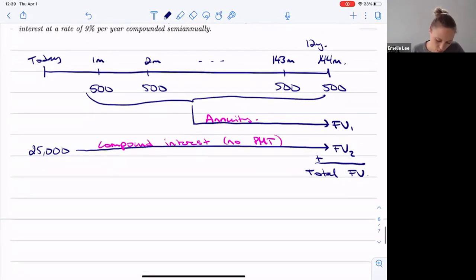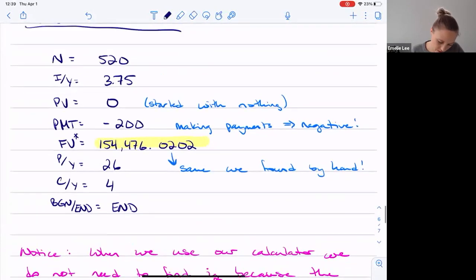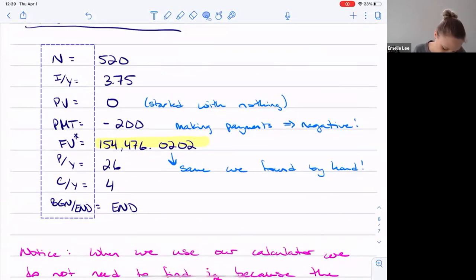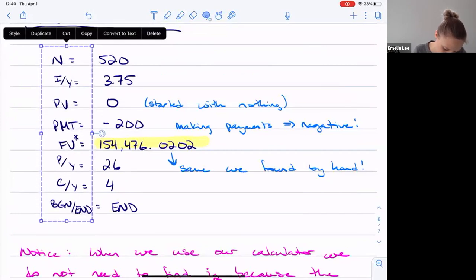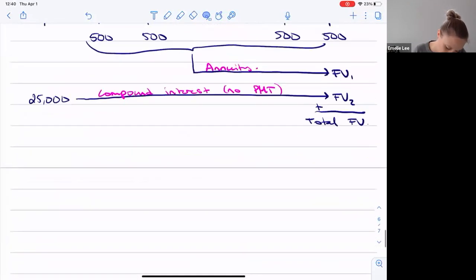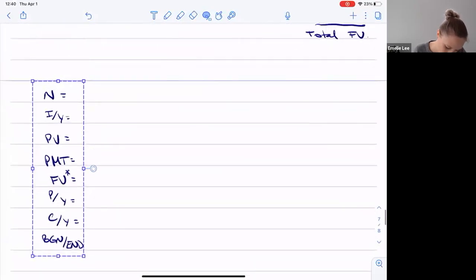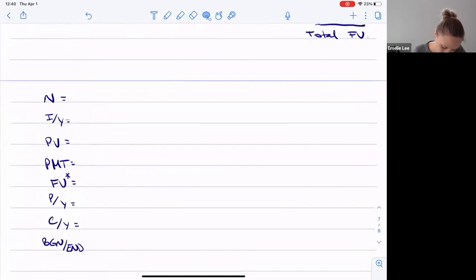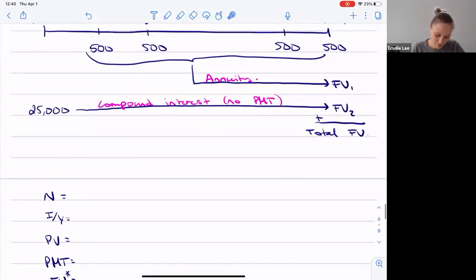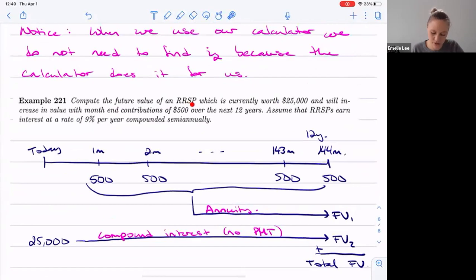All right, so here we go. I'm going to cheat and grab these calculator inputs. Not move them, copy. Paste. Hey, and it just works out that, again, I'm trying to find the future value, because the question says, compute the future value of an RRSP, which currently has 25,000 in it and will increase in value.